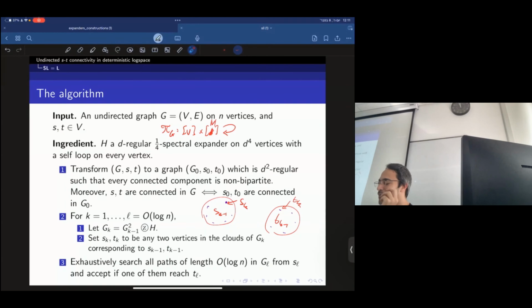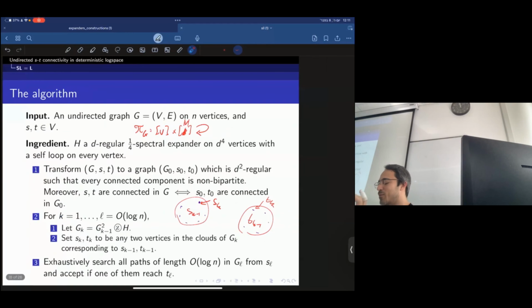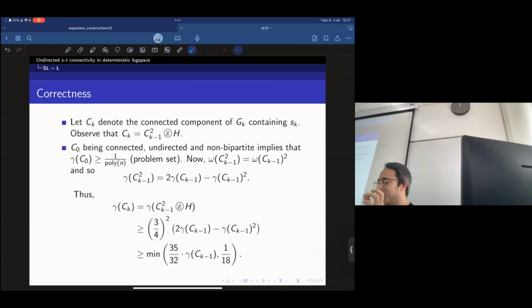You start with an undirected graph, and you may or may not do that to it, but you end with an undirected graph. What I'm saying is that every connected component, let's call it C0, the initial one, is not an expander, but it's not terribly non-expanding. So gamma is at least 1 over poly n. Gamma is 0 when it's disconnected or bipartite, because it's 1 minus omega. If you have a graph which is connected and non-bipartite, the distance from 1 is at least 1 over poly n, where n is the graph size, or the component size.